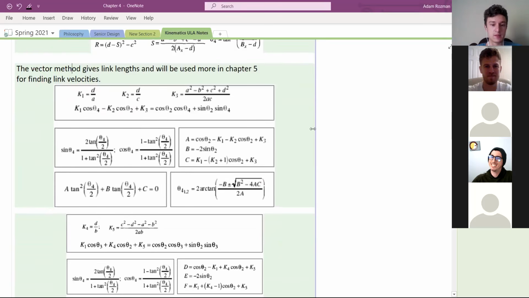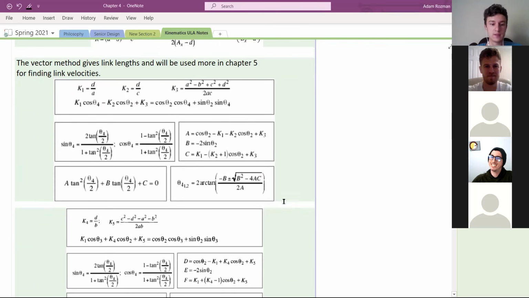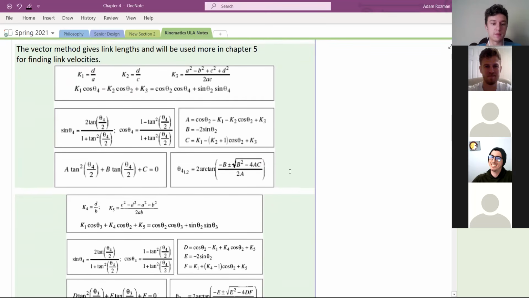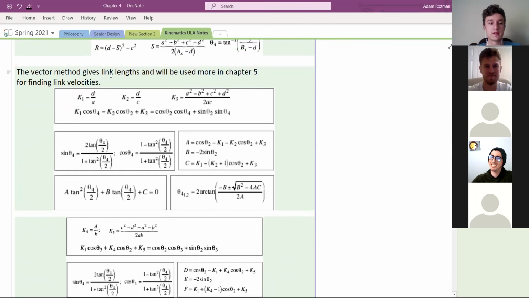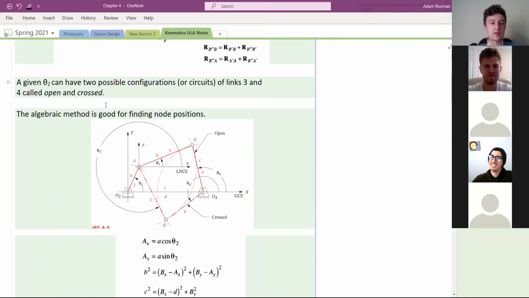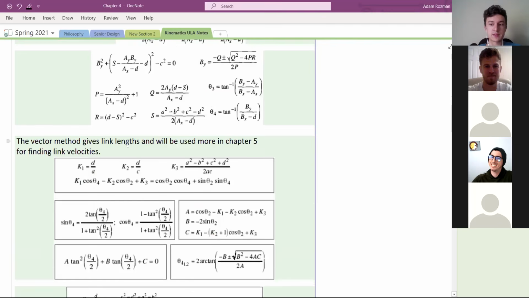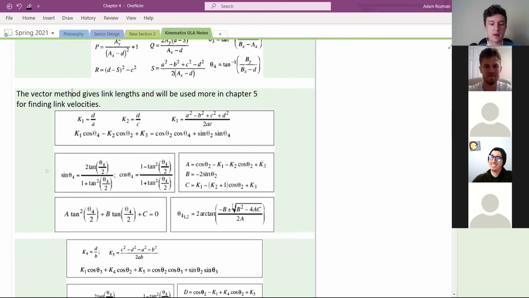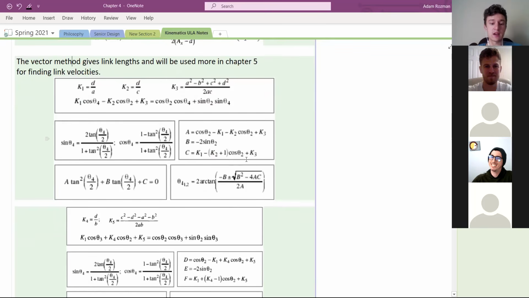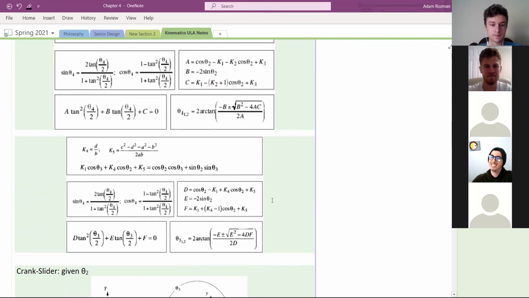Anyway, basically all these equations are going to be given to you on the exam. They'll be on the formula sheet. Just be familiar with how to use them, like what I was saying with the algebraic being good for node positions and the vector being good for lengths. If you're looking at a problem, be familiar with which equations you might want to use, because otherwise you might get stuck.